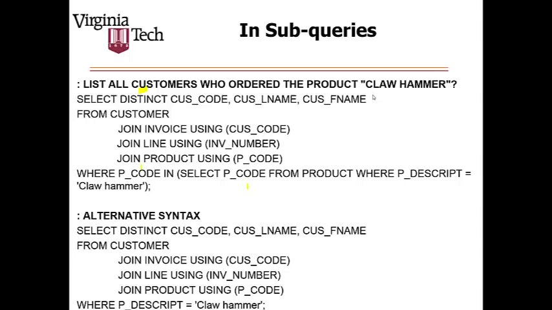One thing I see interesting about this attribute list is why aren't there some attributes from invoice or something? So I guess these are just the customers who ordered the product claw hammer. That's all the information you wanted. Instead of, like, we got distinct. So if they ordered it twice, we wouldn't know it. Okay, I can live with that.